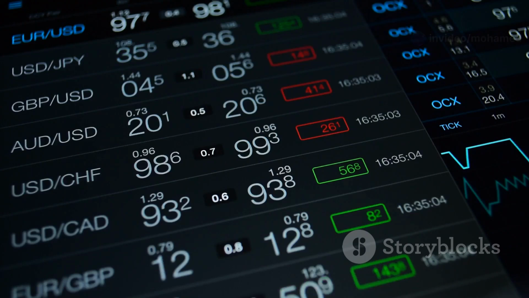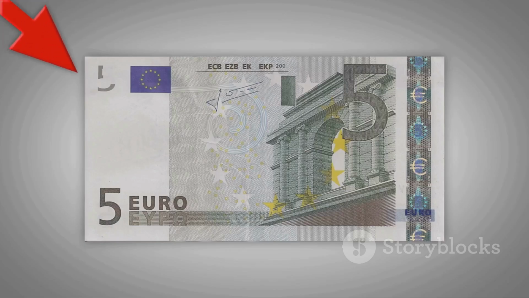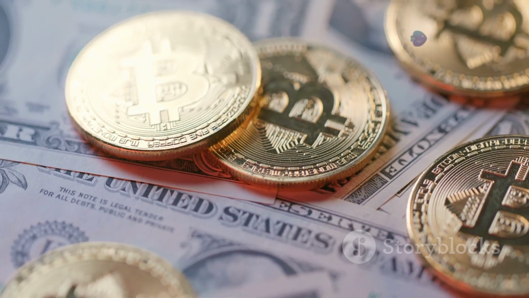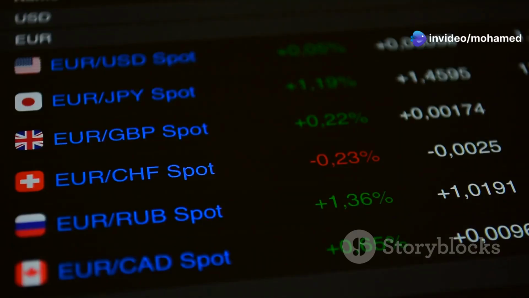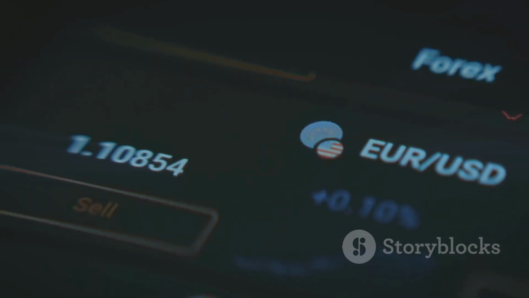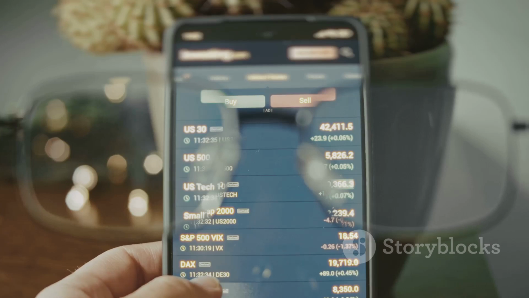Let's talk base and quote. Take EUR-USD again. Easy example, EUR is the base currency here. USD is the quote currency. If the price is 1.1000, it means 1 euro costs 1.10 US dollars. You're always buying the base and selling the quote or vice versa. Simple once you see it that way.